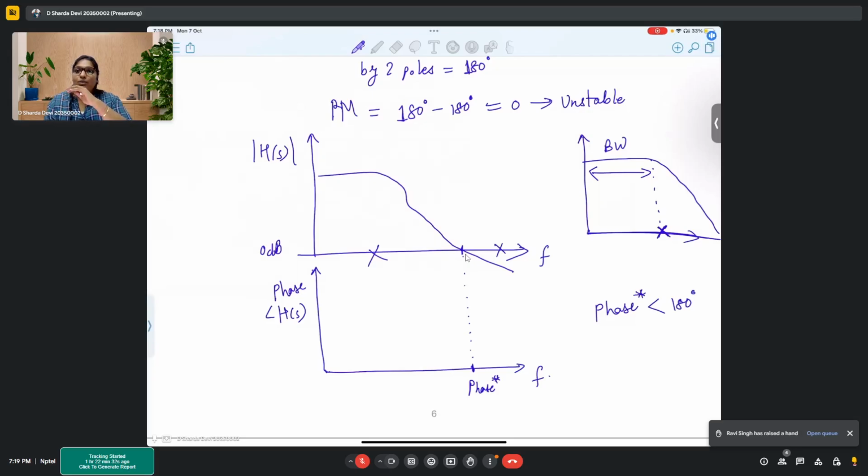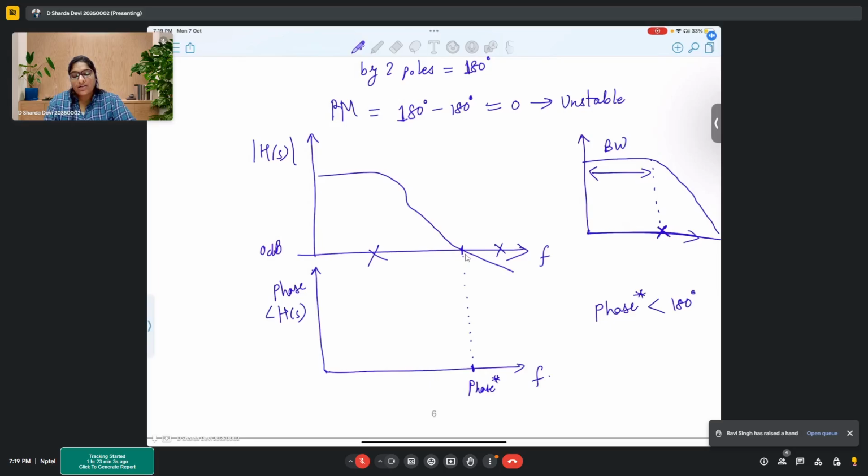What I meant is, if it is reducing very fast, let's say with a very high slope, and it happens at a very high frequency, we can have the first dominant pole very near to the crossover frequency, right? But the chances of instability will also increase in that case. Is it so?